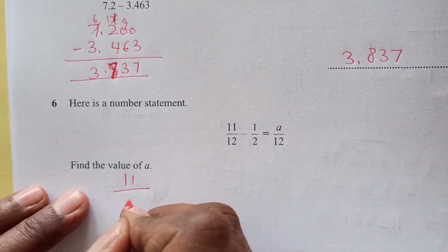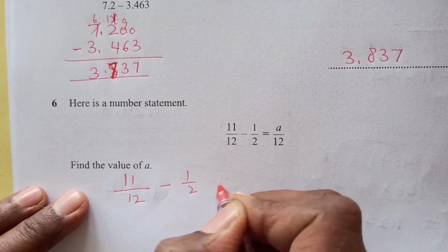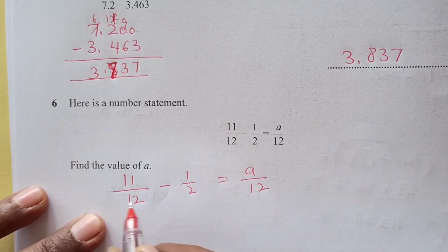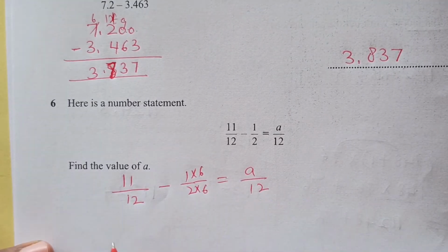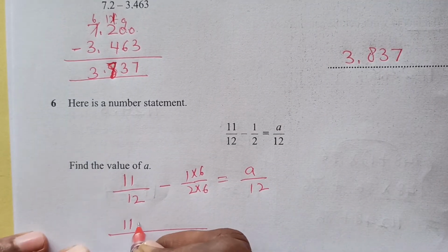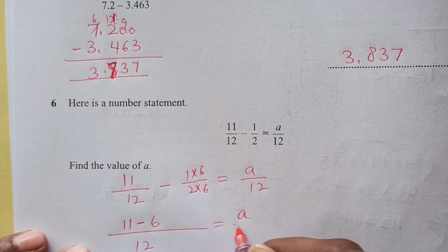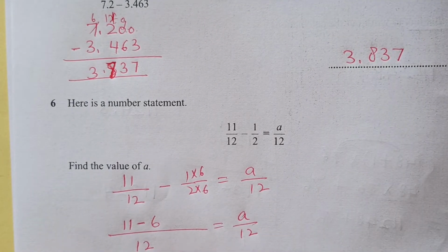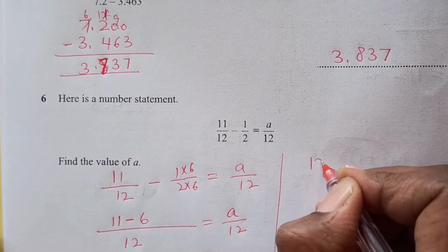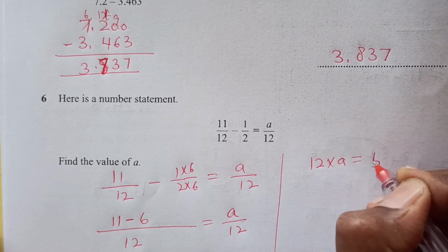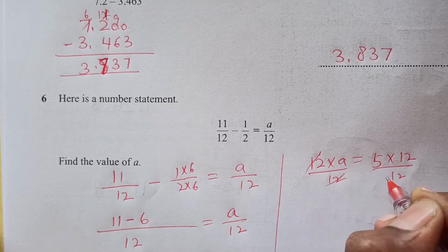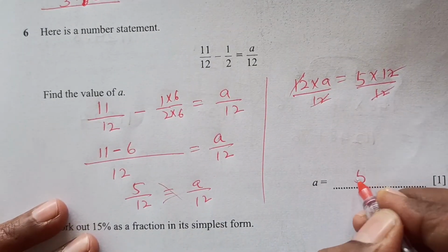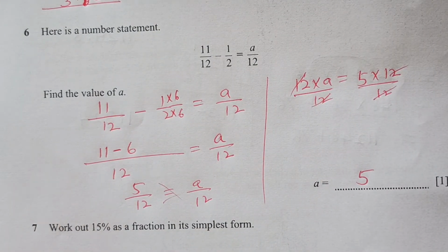So 11 over 12 minus 1 over 2 is equal to A over 12. So we want to make the denominator the same, so we will multiply here by 6 and 6. So now 11 minus 6 is equal to A over 12. So this is 5 over 12 equals A over 12. So when you cross multiply, this is 12 times A equals 5 times 12, right? So divide by 12, divide by 12. This is gone, this is gone. So you're left with A as 5, right?